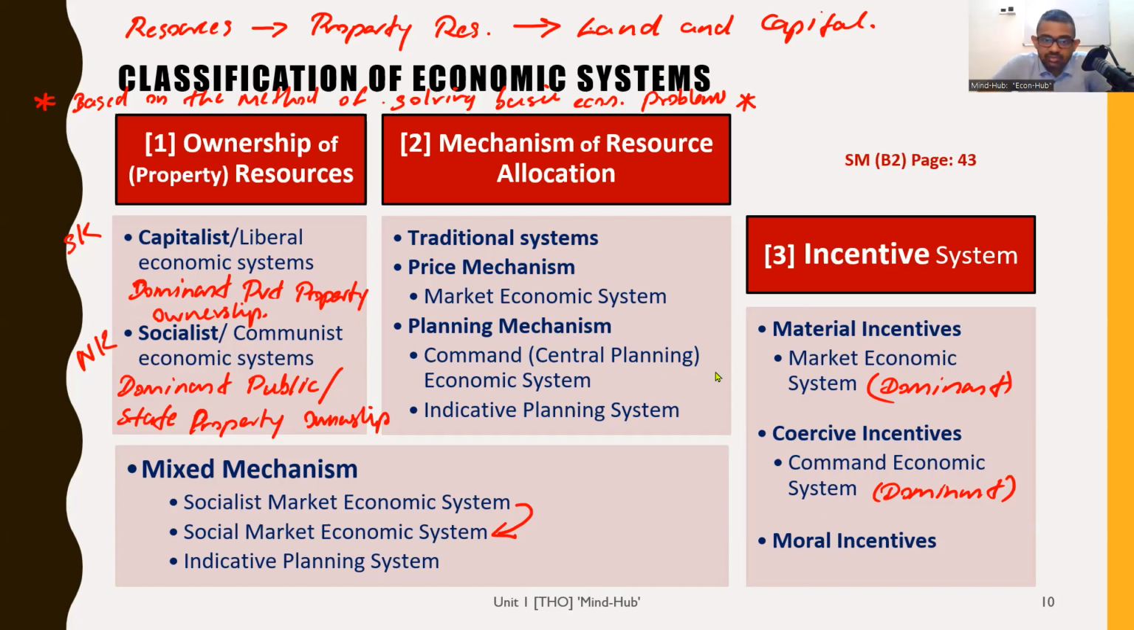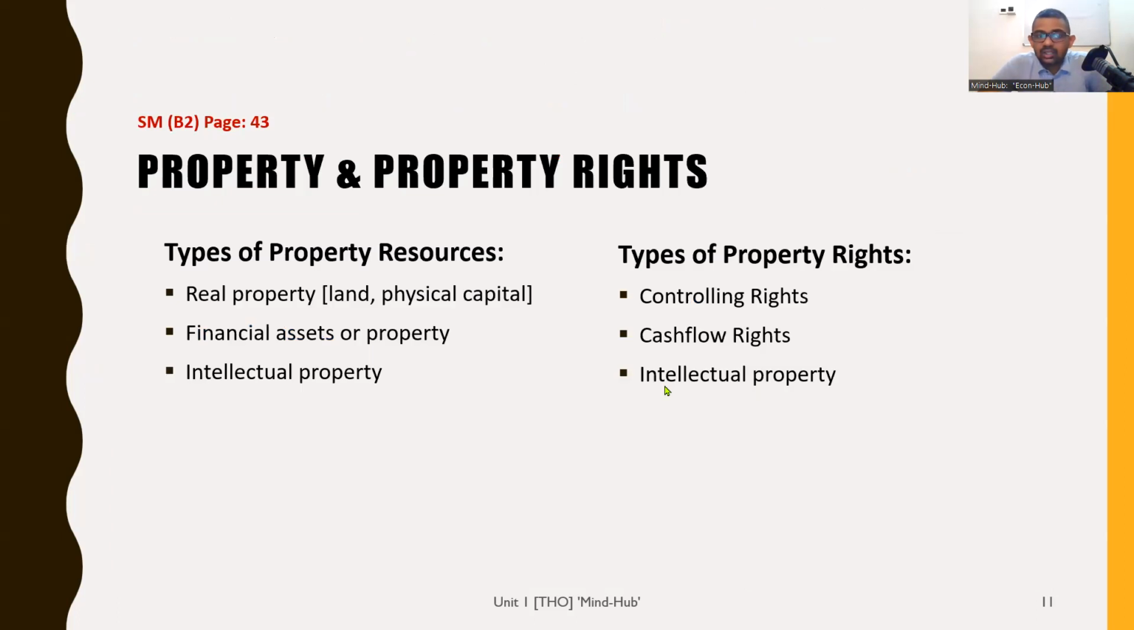Now with this, we move on and start talking about a very basic thing, because we talked about property. I wanted to be clear on two things, basically: types of property resources and types of property rights. It's a very simple thing. There are three types of property resources we talk about, but broadly, what did I say? When you think of property resources, think about land and capital.